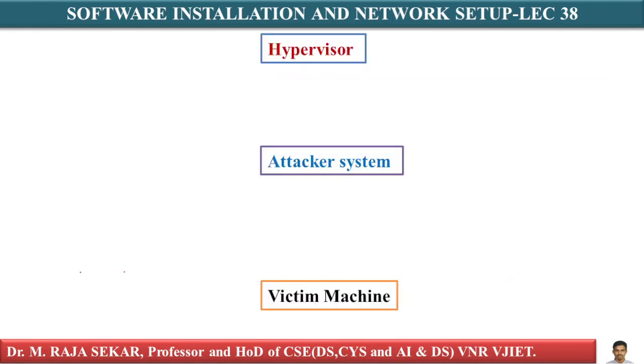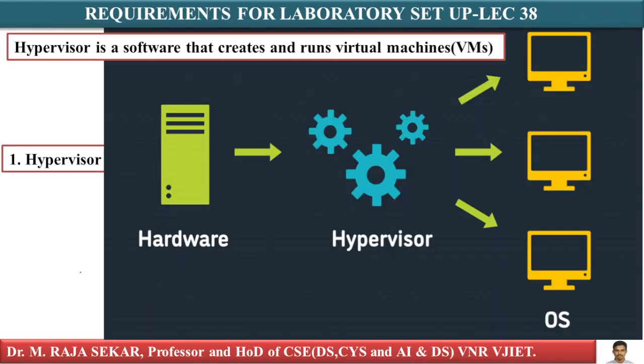We need three basic things: hypervisor, attacker system, and victim machine. First one is a software tool which is called hypervisor. A hypervisor is a software that creates and runs virtual machines. A hypervisor is sometimes called a virtual machine monitor. So a hypervisor helps you to create something called virtual machines.